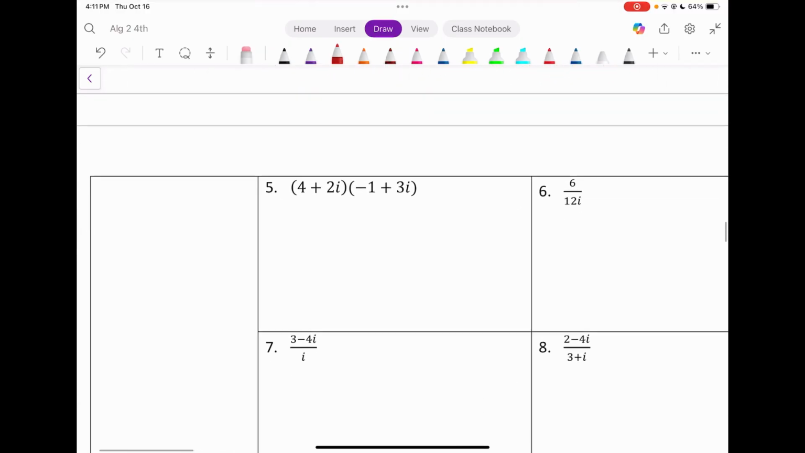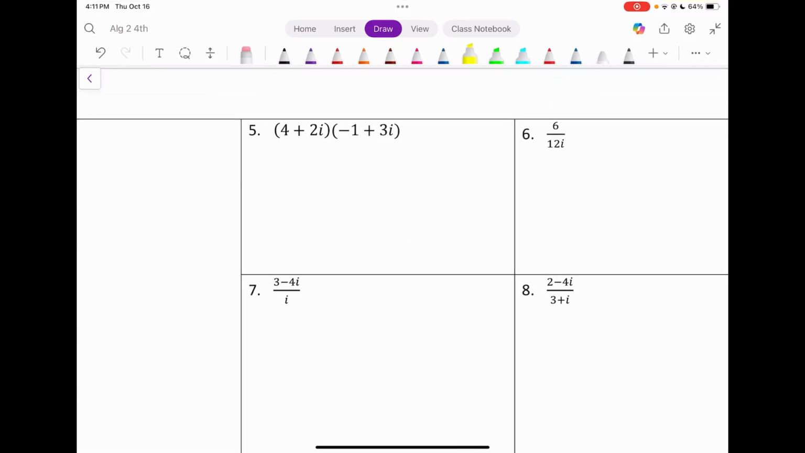Let's work one to where we have to FOIL it out. Notice again where the plus sign is, where the minus signs are, okay? If you have two terms and two terms, they have to be FOILed. You're going to take 4 and multiply it by each of these. To multiply, we only combine the stuff that's alike. 4 times negative 1, that's no problem. 4 times 3i is a positive. 4 times 3 is 12. Leave the i alone. We're done with the 4.